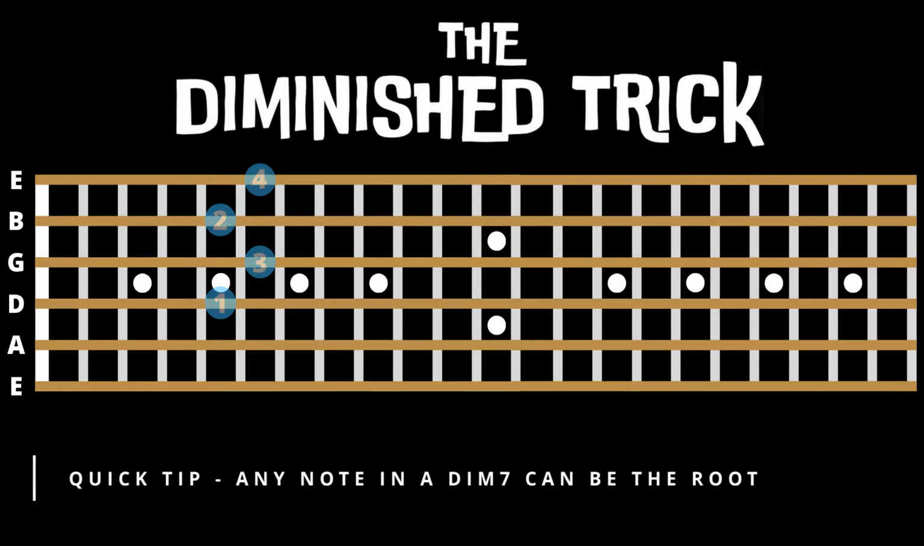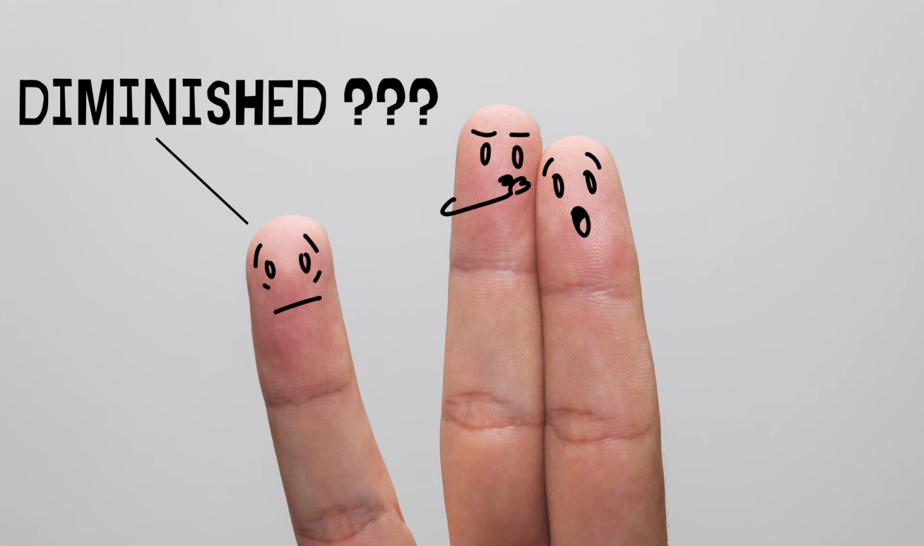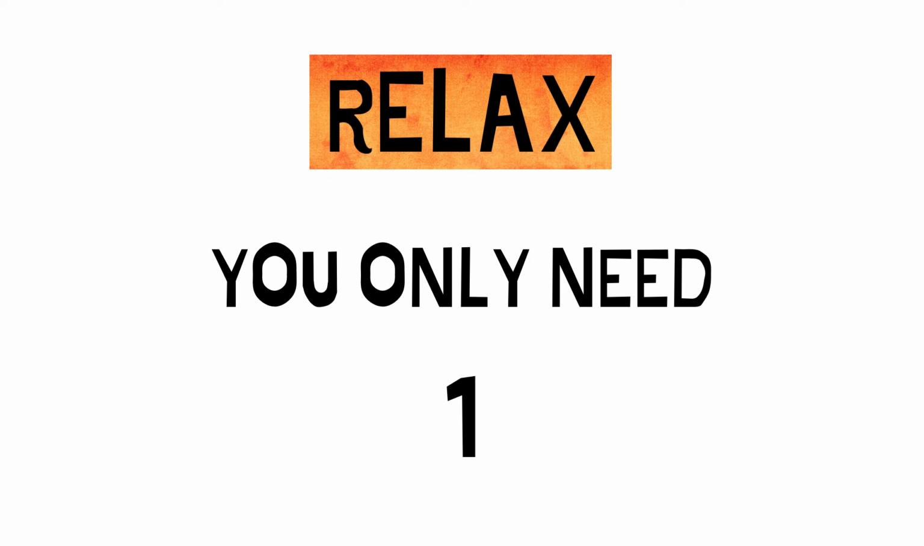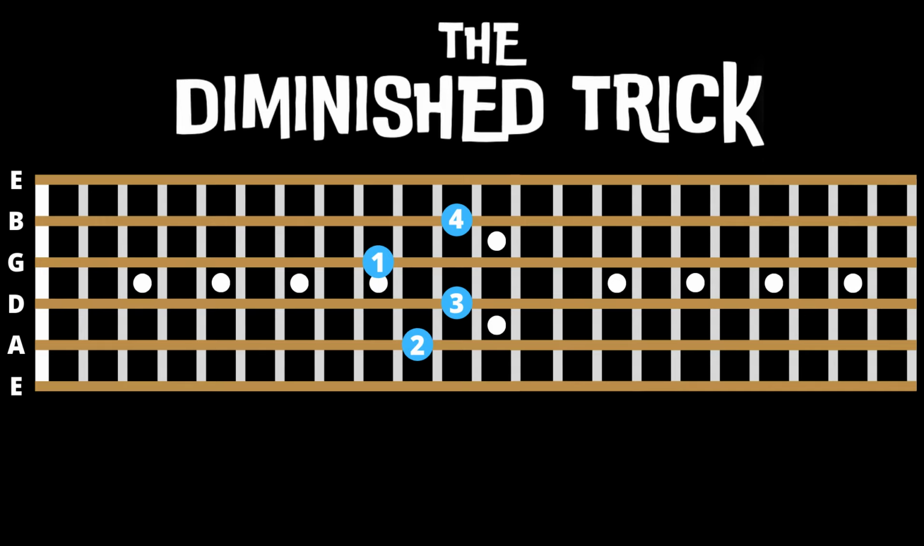If you don't yet know these shapes, then I would recommend skipping back and pausing the video to get each shape under your fingers. However, for the purpose of this lesson, we only need one of the 3 diminished 7th shapes, this being the shape based off of the A string.